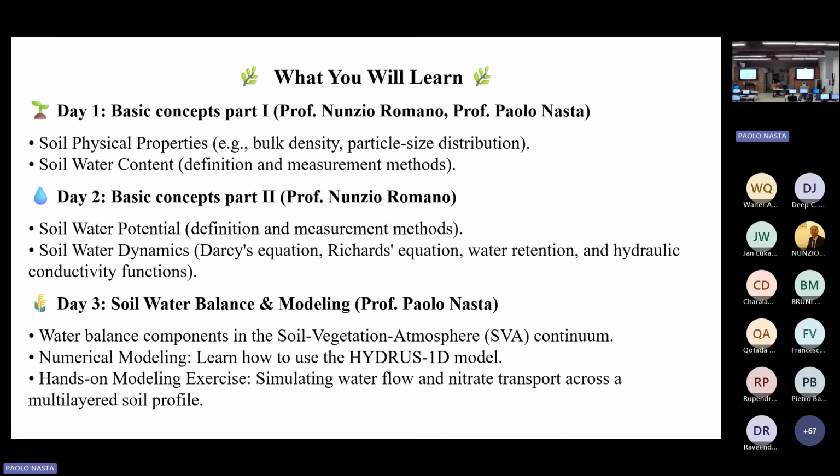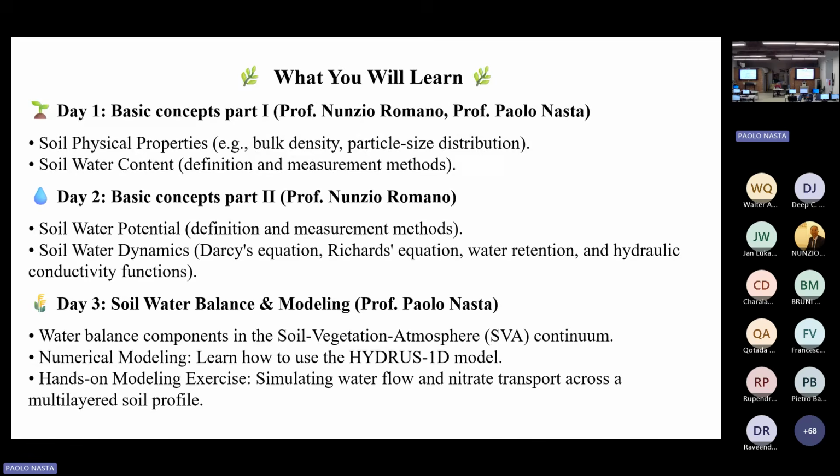On day 3, I will take the lead. So I will introduce the importance of water balance in the soil vegetation atmosphere continuum. And then we will use Hydrus 1D to simulate water flow and solute transport. So we will organize an exercise by using Excel and Hydrus 1D to simulate water flow and nitrate transport across a layered soil profile.